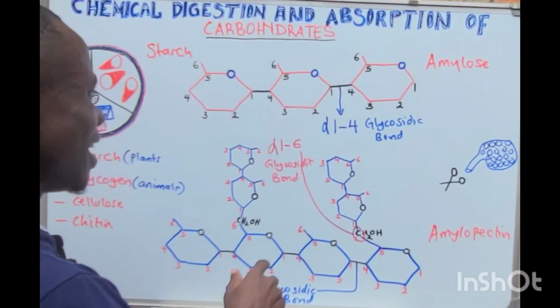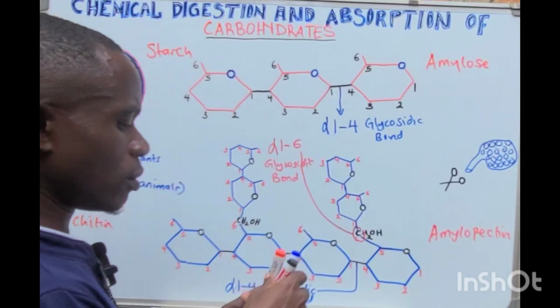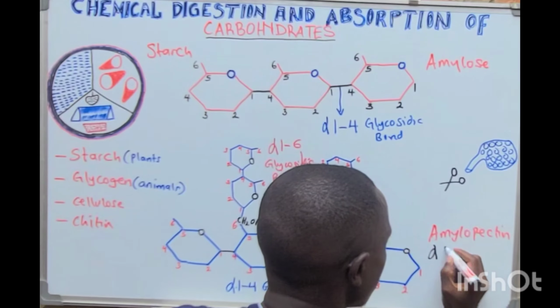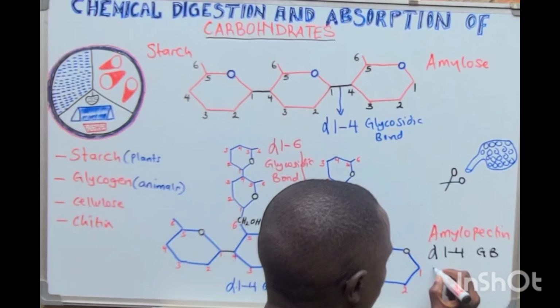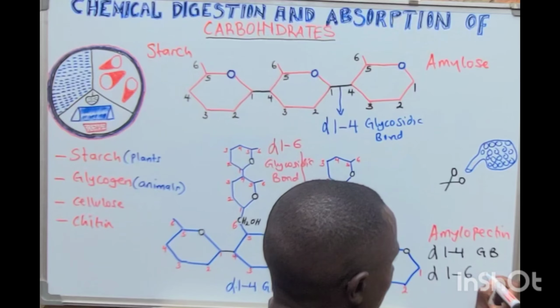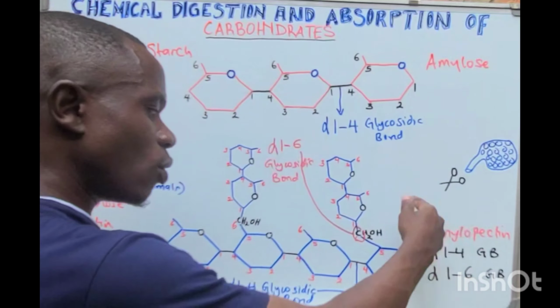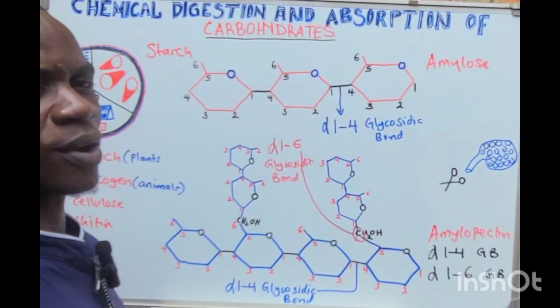It means that this amylopectin is going to have two types of bonds. The first one is what we call the alpha 1 to 4 glycosidic bond, and then the other one is going to be the alpha 1 to 6 glycosidic bond. Okay, so this also creates a difference between amylopectin and amylose.